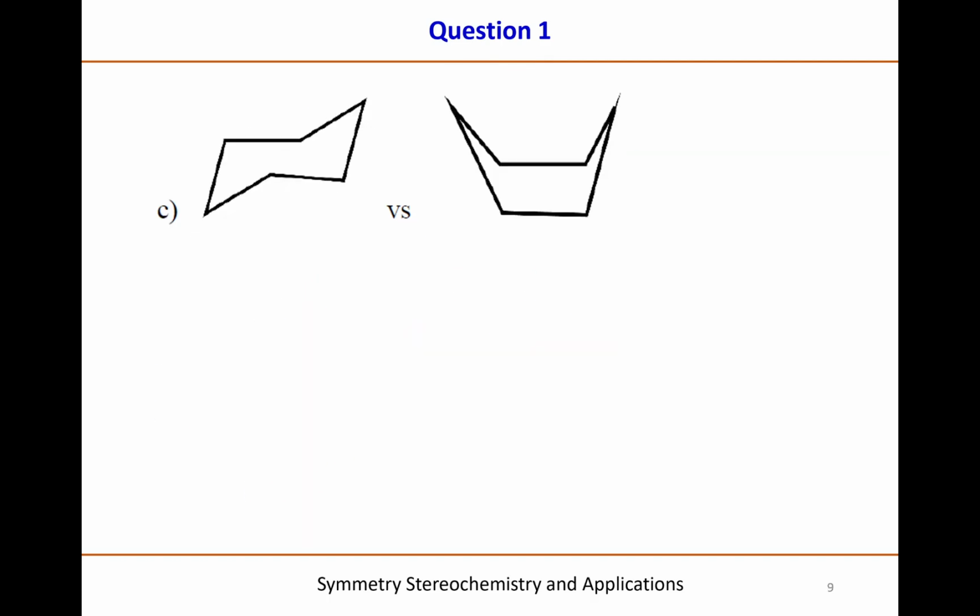Okay, next question. We have to find out the chair and boat conformation stability. We have already discussed. So in chair conformation, here we have H, H, H, H. I will draw the Newman projection for these two.